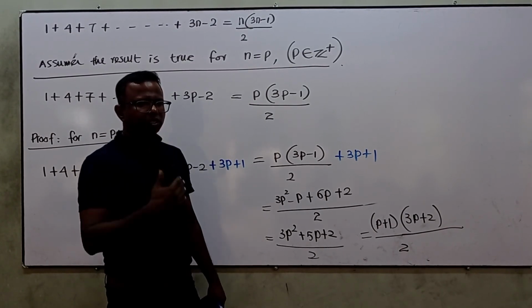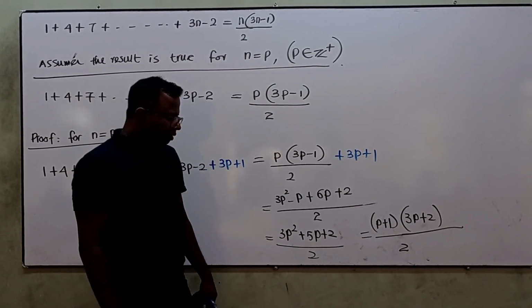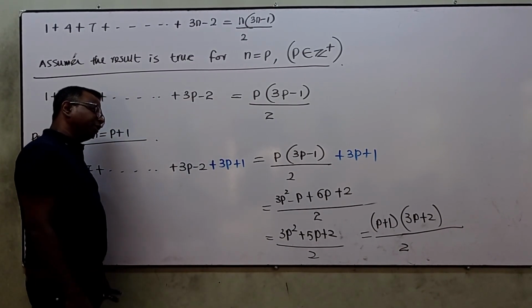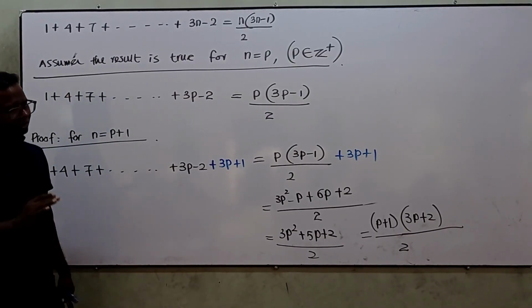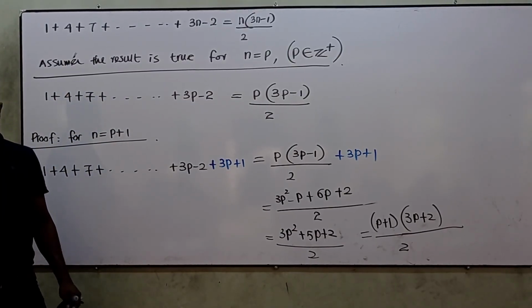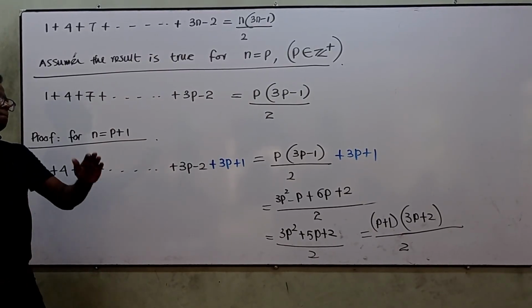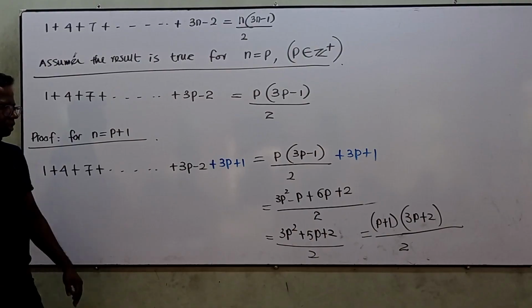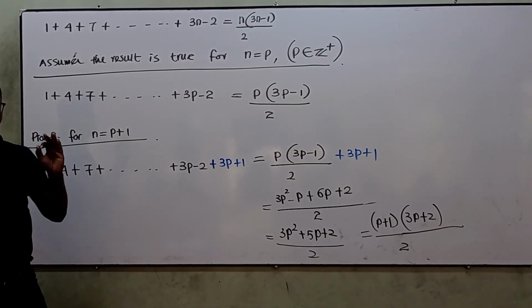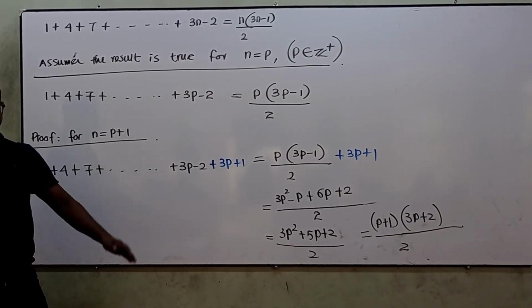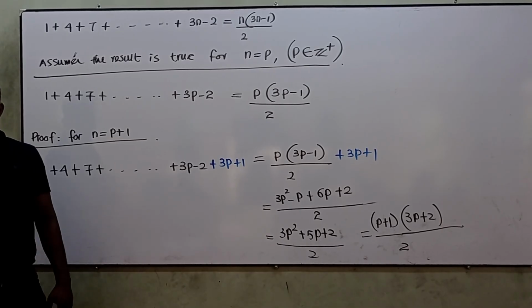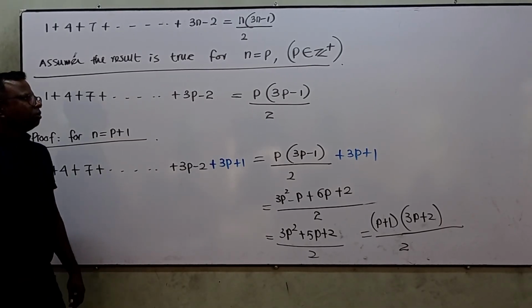Okay, then you have to write down the conclusion. Assuming the result is true for n equals p, we proved that the result is true for n equals p plus 1. Since the result is true for n equals 1, by mathematical induction, the result is true for all positive integers n. Okay? Okay, very good.